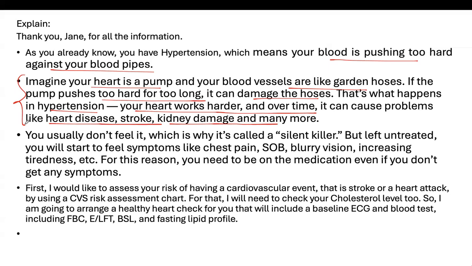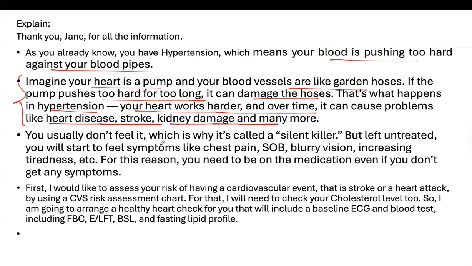So the heart is a pump, right? Blood vessels look like a pipe, like the hoses. If the pump pushes too hard for too long, it can damage the hose or the pipes. That's what happens in hypertension. Your heart works harder. Over time, it can cause problems everywhere these blood pipes are going. It can damage the heart. It can damage your brain, causing a stroke, kidney, and many more.